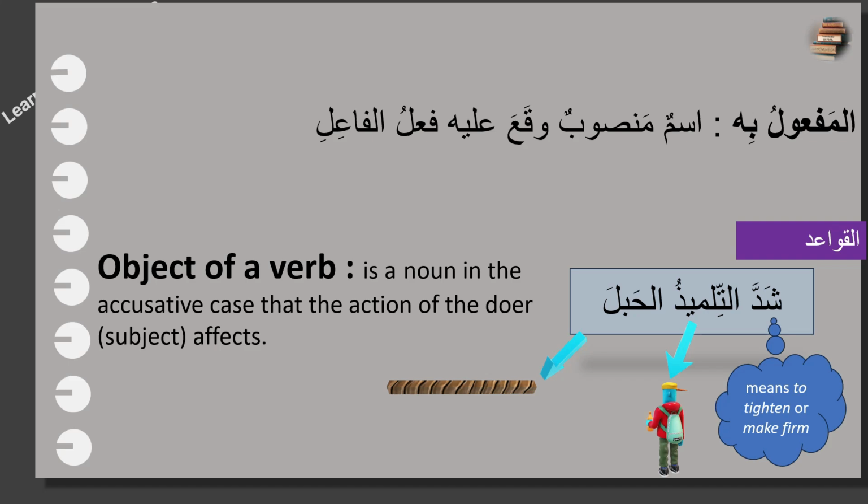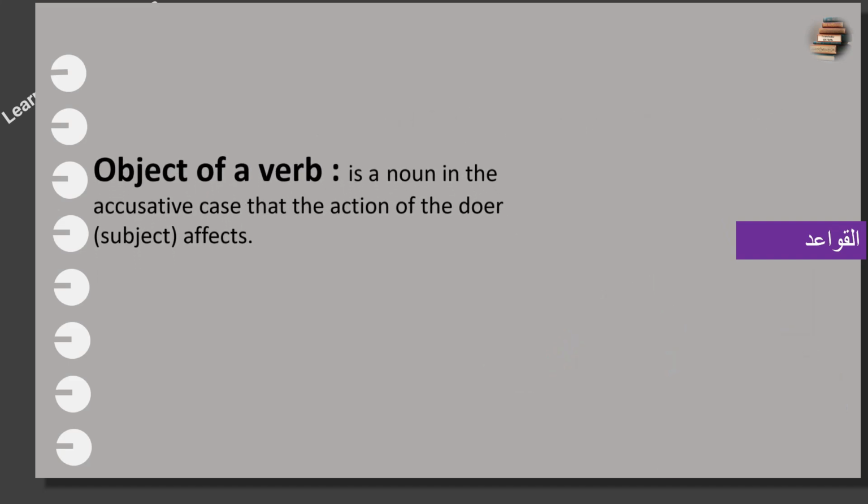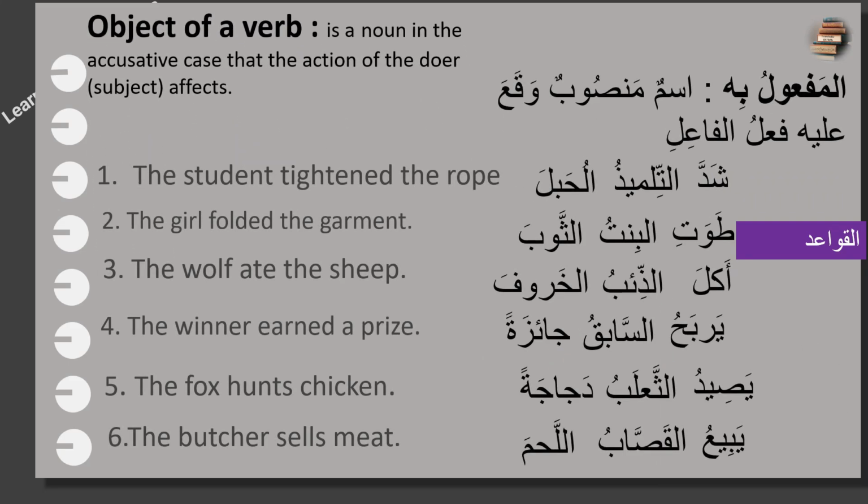And it ends in فتحة. It's منصوب, to show it's in the accusative case. So مفعول به is اسم, it's منصوب, which means it has a fatha at the end of the word, and وقع عليه فعل فاعل, and the action of the doer affects it.